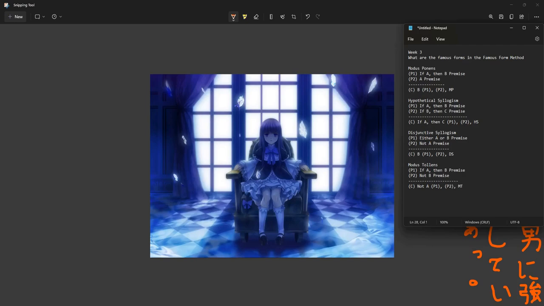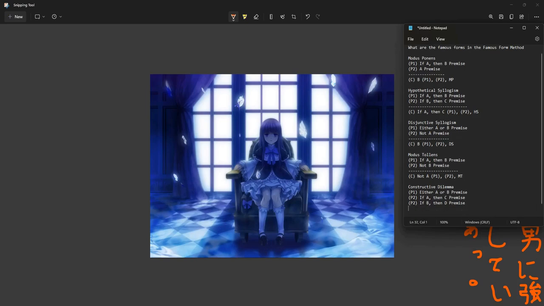The next famous form is the constructive dilemma. Dilemma, perfect. Wherein we have P1 being either A or B, which is our premise. P2 will be if A, then C, which is a premise. P3 will be if B, then D, premise. And then finally, we have our conclusion for this one. Also, this is going to be a 3, not a 2. Get our line. Conclusion being either C or D. And it'll be P1, P2, and P3, comma, CD.